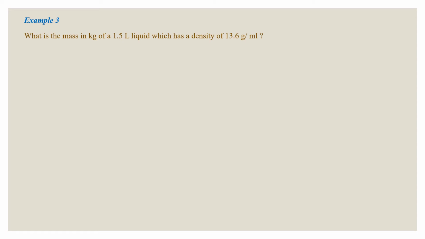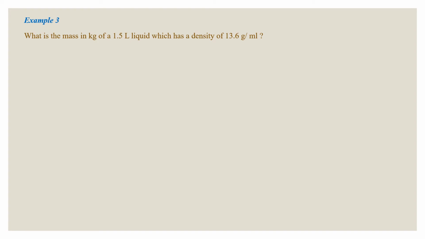Example 3. What is the mass in kilograms of a 1.5 liter liquid which has a density of 13.6 grams per milliliter? Now to solve this particular question, instead of using the density formula, which is density is equal to mass over volume, we need to simplify or solve this equation by using dimensional analysis. That means by cancelling out the units.